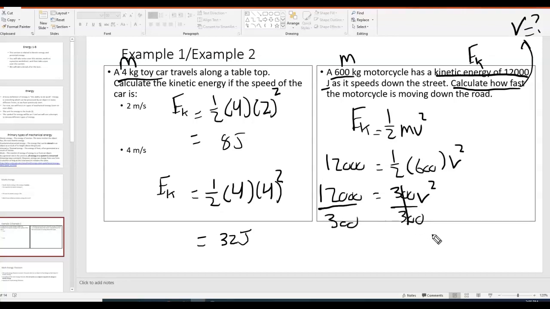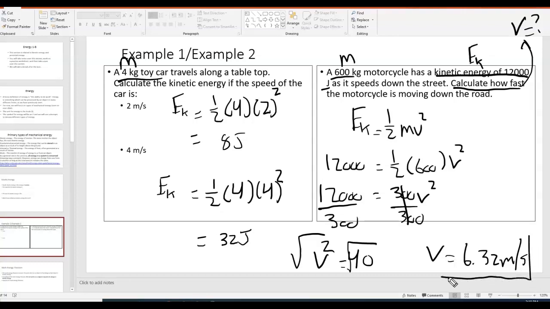Okay, so I'm going to do 12,000 divided by 300. And then I'm going to take the square root of that. Okay, so 12,000 divided by 300 is 40. And so my last step then is going to be to take the square root on both sides, and I get V equals 6.32 meters per second. Usually in a problem it tells you how many decimal places to round to.